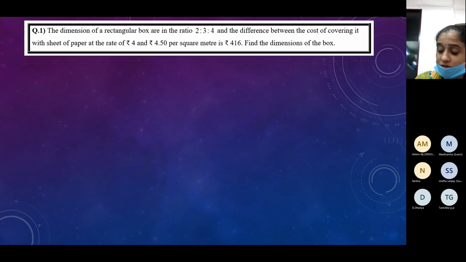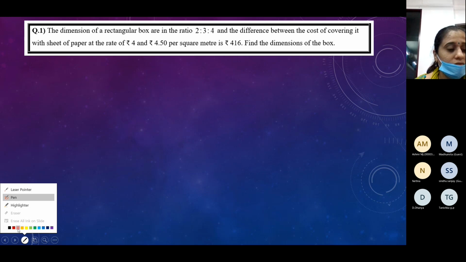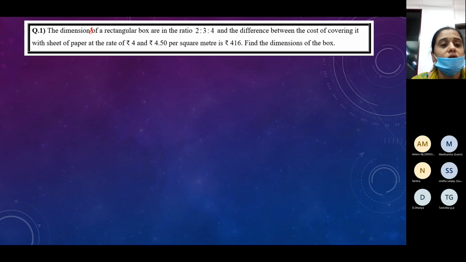The dimensions of a rectangular box are in the ratio 2:3:4. And the difference between the cost of covering it with sheet of paper at the rate of rupees 4 and rupees 4.50 per square meter is rupees 416. Find the dimensions of the box.